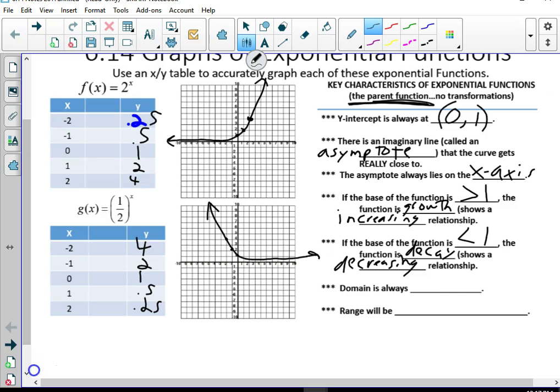The domain is always going to be all real numbers. It's going to go left and right forever. And the range will be y is greater than 0. Notice, not greater than or equal, and it's never going to hit that line. It will never hit the x-axis, ever. Now remember, all of that we just talked about only applies to a parent function.